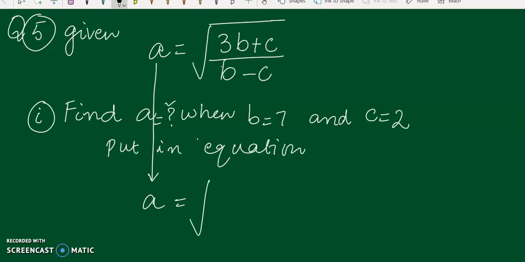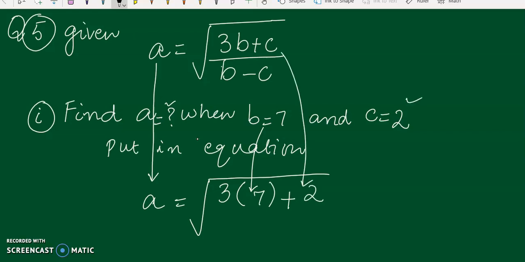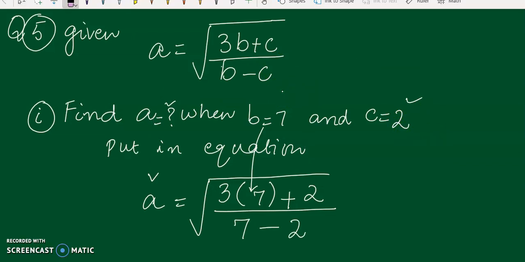Okay, अब इस square root में हम क्या लिखेंगे? 3 as it is. In place of b we write 7. Then plus c. In place of c we write this 2 divided by b minus c. Okay, so in place of b we write 7 and in place of c we write 2. Now we further solve it. First I remove these arrows so that you can clearly watch it.